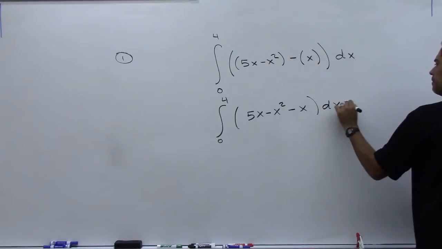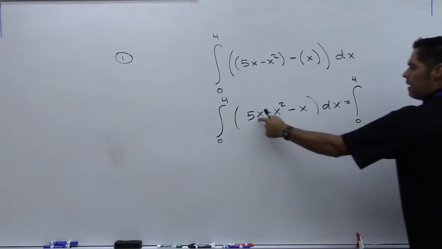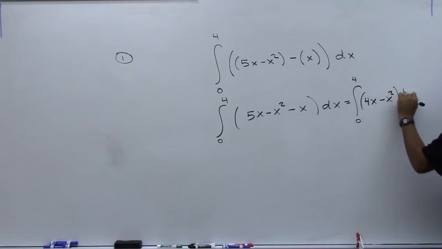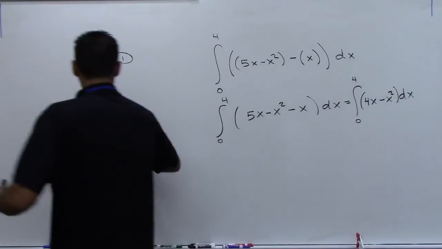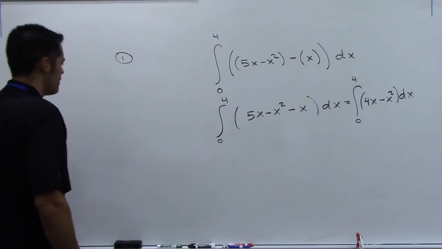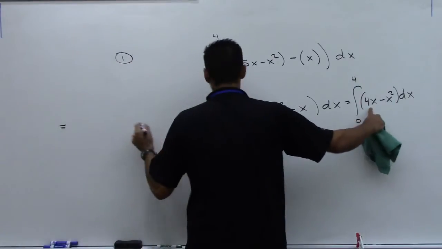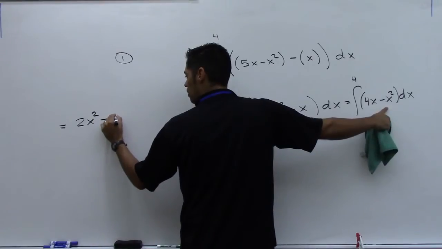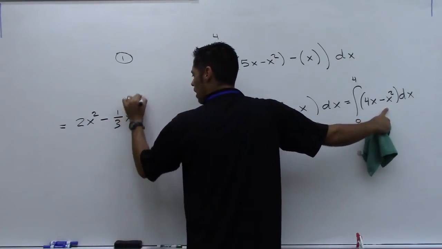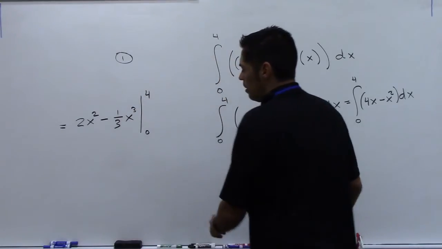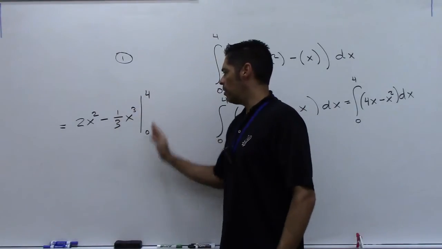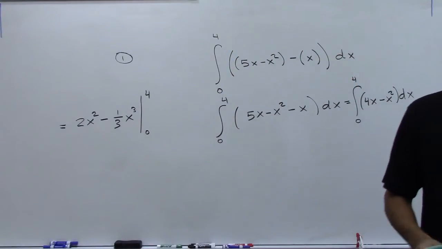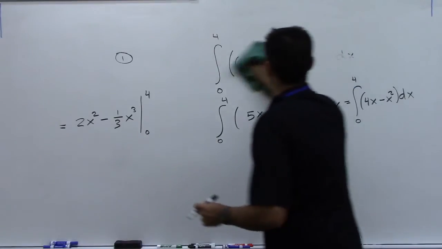I can go a little bit further. Integral 0 to 4. 5x take away x, that's 4x minus x squared dx. And then, of course, if I take that and integrate it, I'm going to get the antiderivative of 4x, which is 2x squared. Then the antiderivative of negative x squared is negative 1/3 x cubed, evaluating 0 and 4. So I plug 4 in, I get a number, plug 0 in, get a number, subtract, and that's my final answer. That represents the area of that region. All right, so that's number 1.